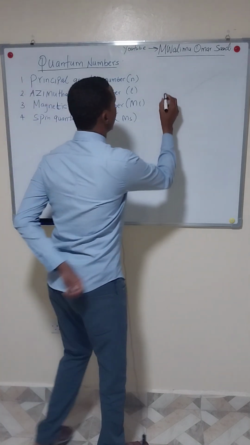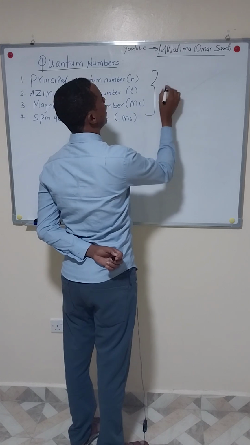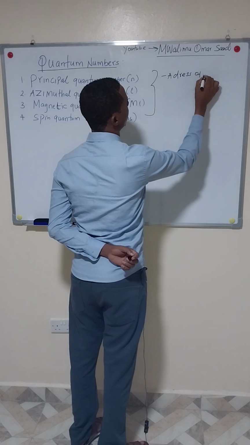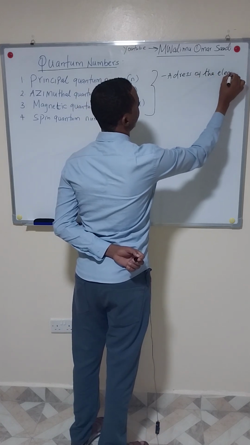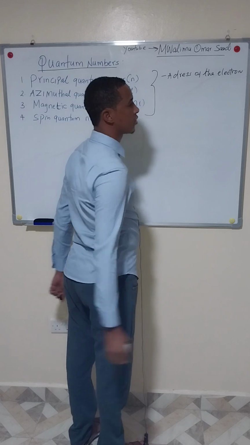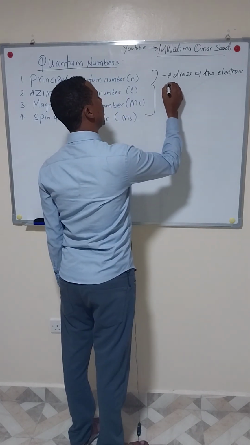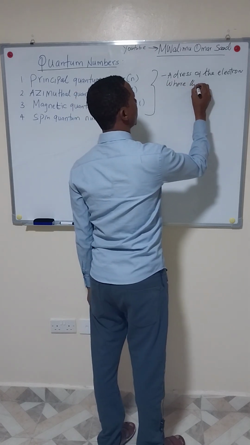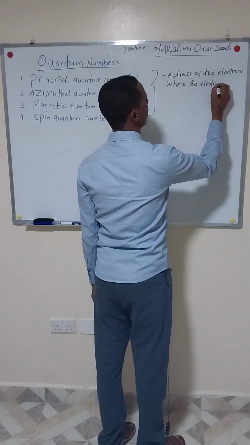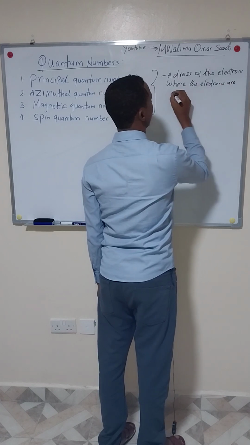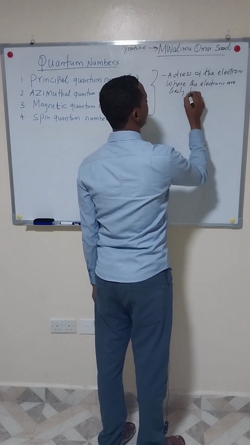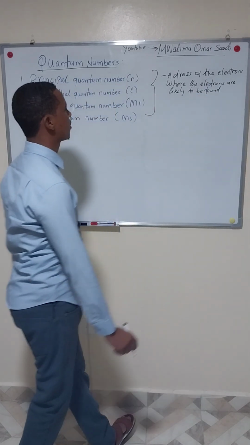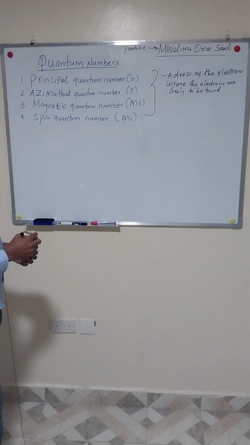So these four quantum numbers, generally, they give the address of the electrons, or in other words, where the electrons are likely to be found.